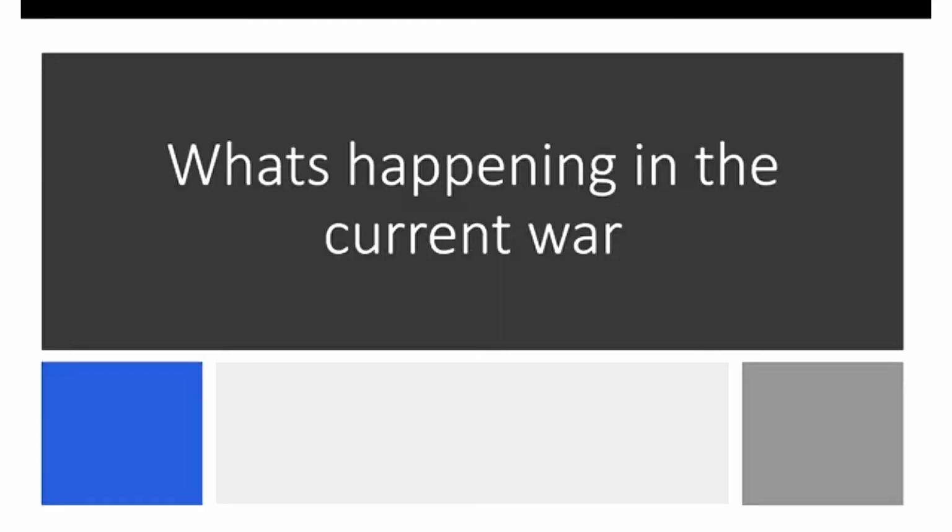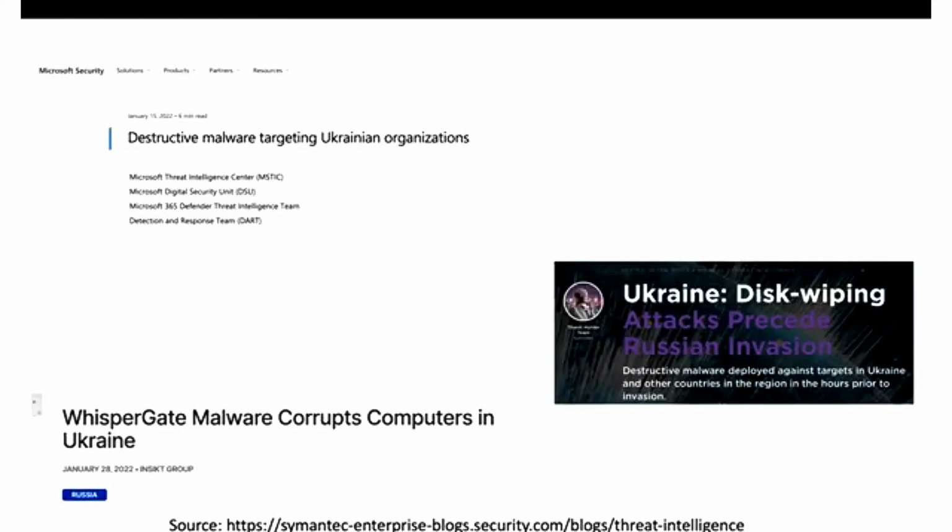Okay, now let's come back to the original topic. What's happening in the current war between Russia and Ukraine? So as I said, this is not new. Russia has been trying to get into their systems for so many years, but in January it started first with cyber warfare again.